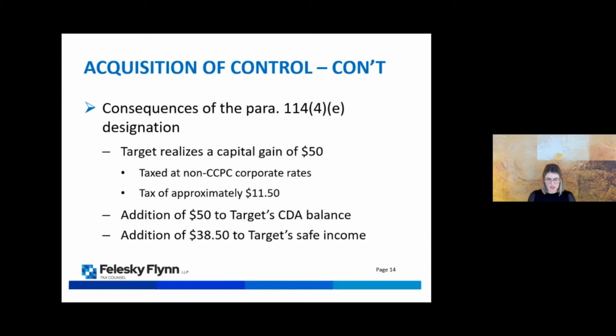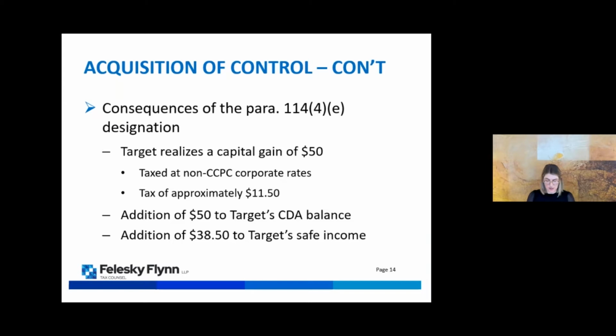So the target should also be deemed to have reacquired the goodwill at a capital cost equal to $100, but just note that the target can only depreciate half of that capital cost when the designation is made, and that's paragraph 13.7(f). So what else happens?